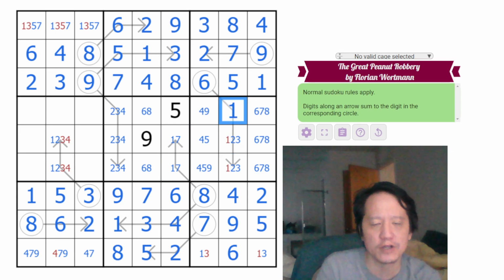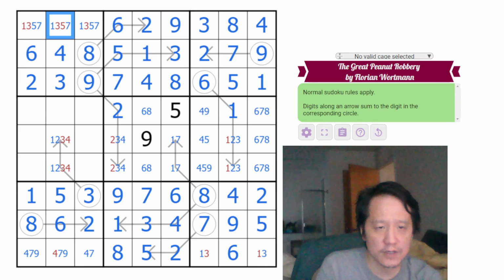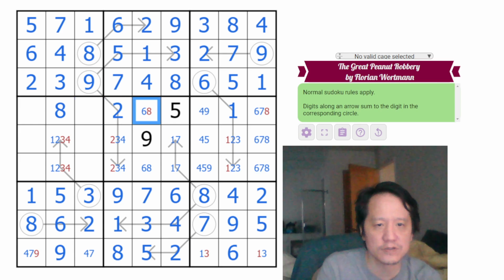So there cannot be a 1 here. So this is 1. This is 2. This has to be 2. That means this is 2. This can't be 1 or 2. So this is 7. We have 5 and 1. This is 9. We have 8 here. So this is 6, 8. So that makes that 7, 6, 8.